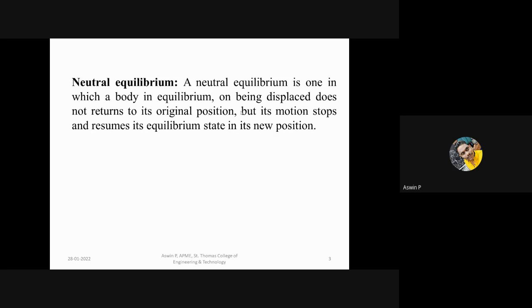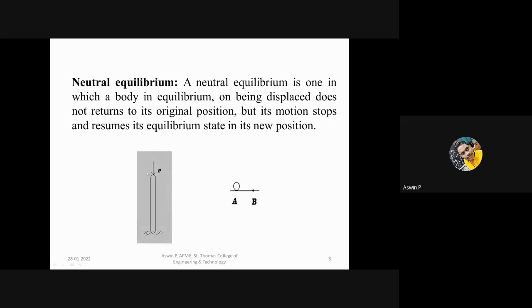That is, whenever we apply a load, the body undergoes a displacement, and when we remove that load, the body remains in the same position, and that becomes its new equilibrium position. This is known as neutral equilibrium. In the first case, stable equilibrium, when we apply a force the body is displaced and on removing it, it comes back to the original position. Here, when we apply a force it displaces, and after removing the force it does not come back, but that position itself becomes the new equilibrium position. That is known as neutral equilibrium.